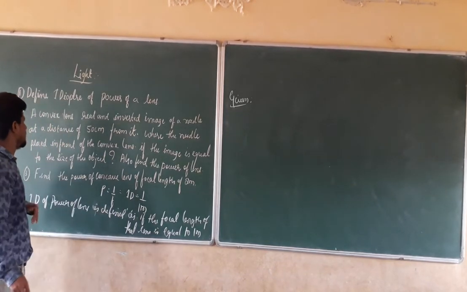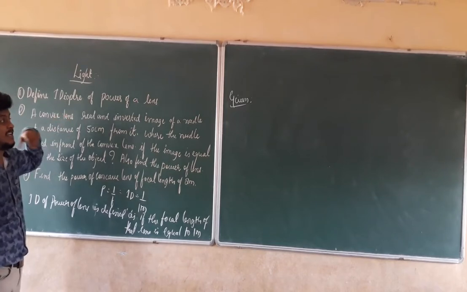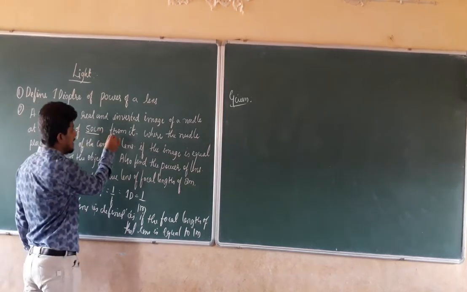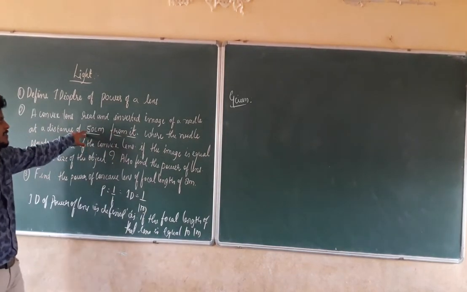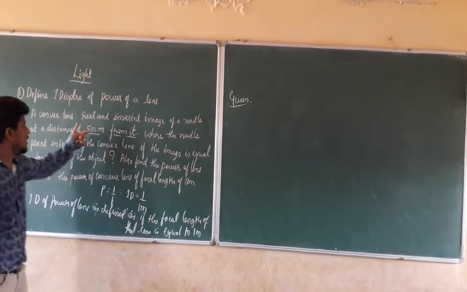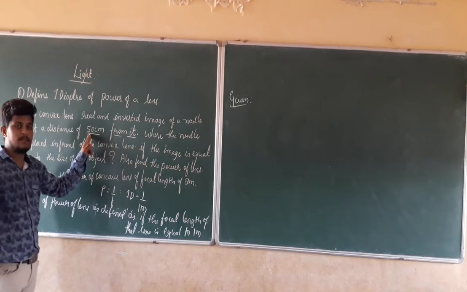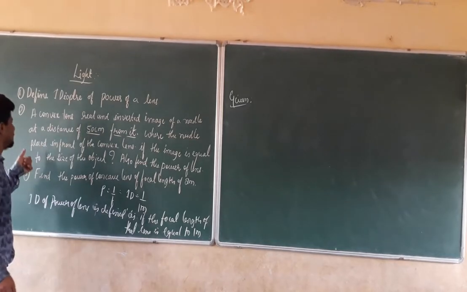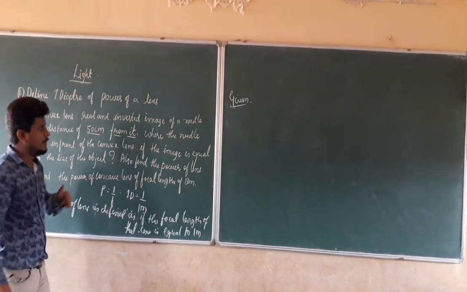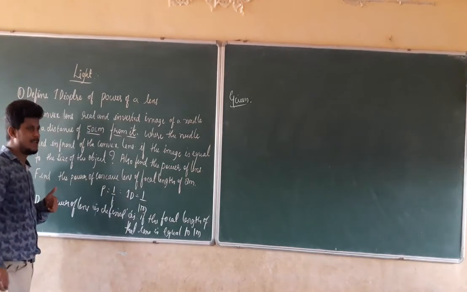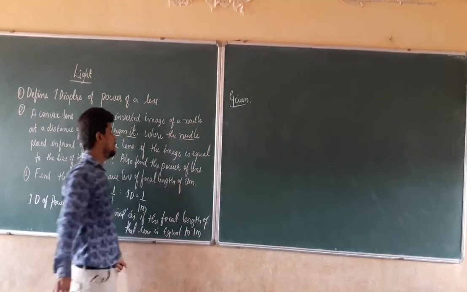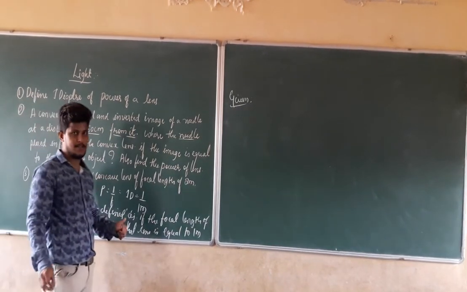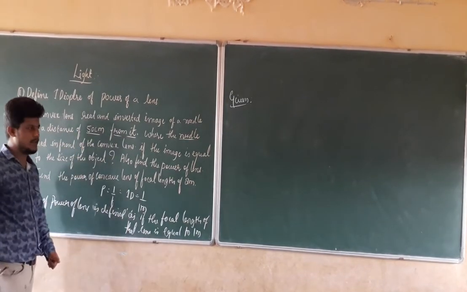If you check the problem statement here, a convex lens produces a real and inverted image of a needle at a distance of 50 centimeter from it. This is the distance of the real and inverted image of the needle from the lens, so it will be the image distance. Where the needle is placed in front of the convex lens, the needle is the object. We have to find out the distance of the needle from the lens, that is, the object distance.